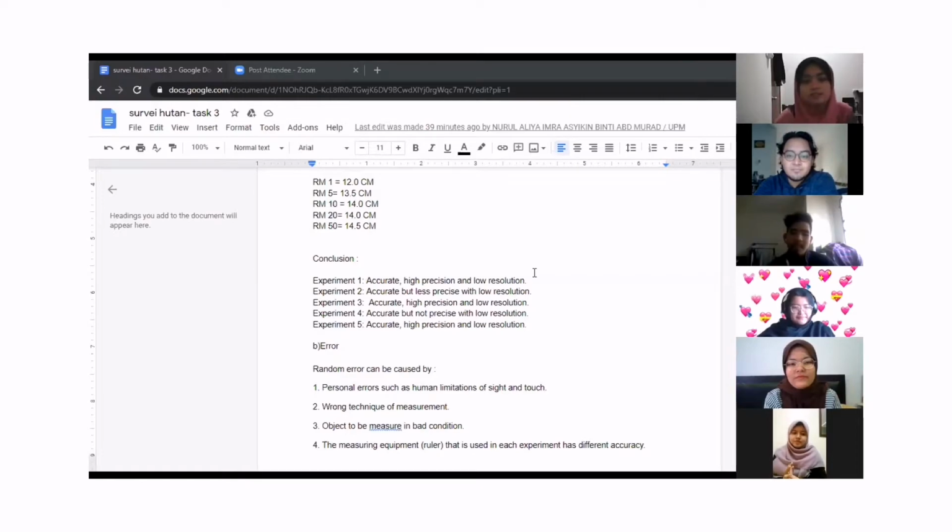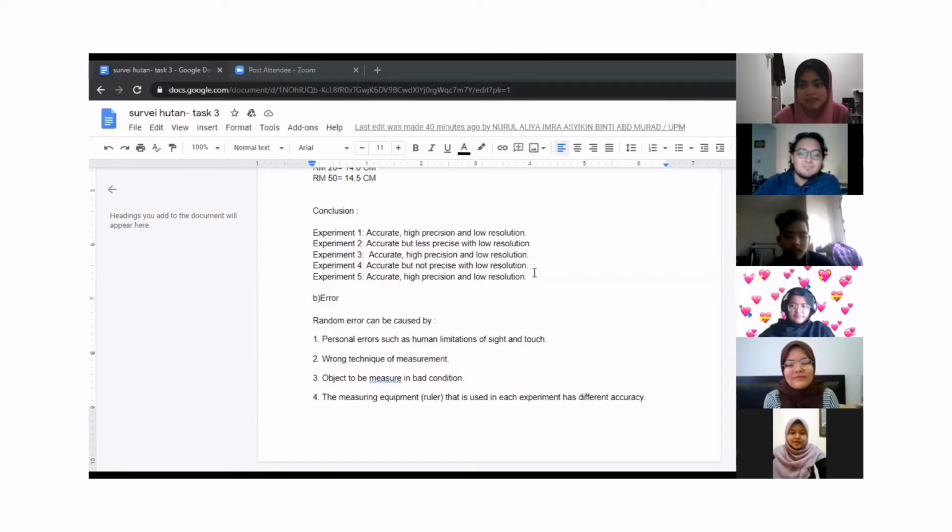Thank you, Syafiqah. I'll be explaining experiments 4 and 5. For experiment 4, it is actually accurate, but not precise with low resolution. And lastly, experiment 5 is accurate with high precision and low resolution. I'm passing this on to the next person.